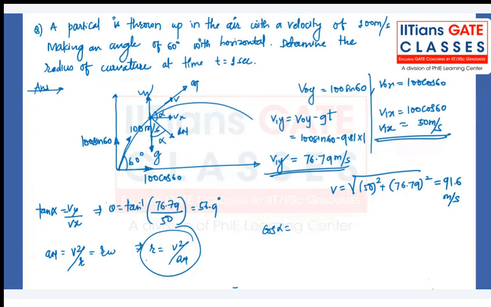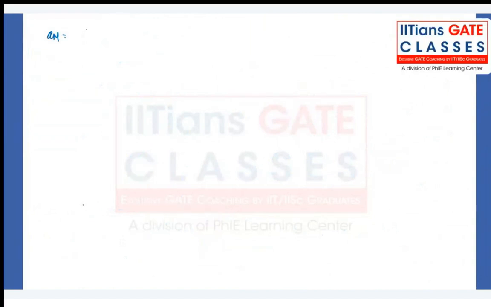So I can say that cos of alpha you can write as G divided by An. So An is equal to G divided by cos of alpha, that is 9.81 divided by cos of 56.9. I think you will get 5.36 something. And now An is v square by r, and this implies r is equal to v square by An.